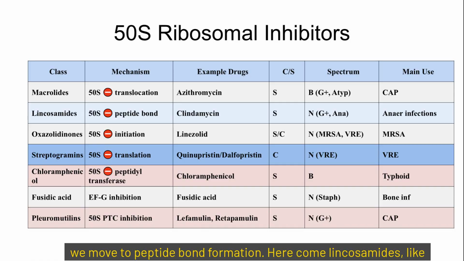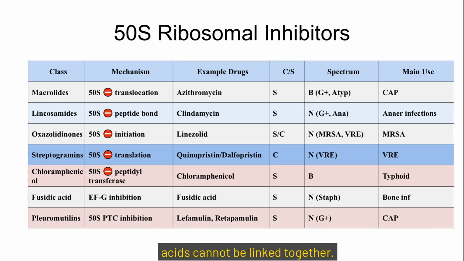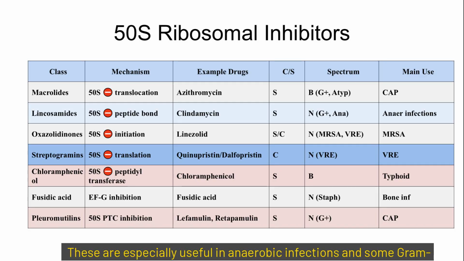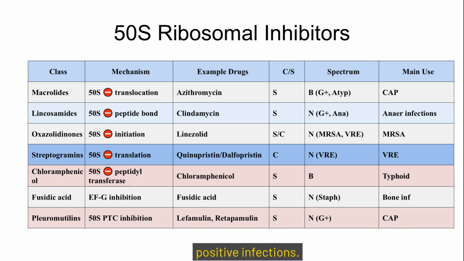Next, we move to peptide bond formation. Here come lincosamides, like clindamycin. They inhibit the formation of peptide bonds, so amino acids cannot be linked together. These are especially useful in anaerobic infections and some gram-positive infections.